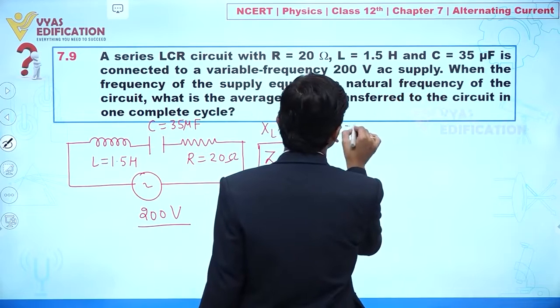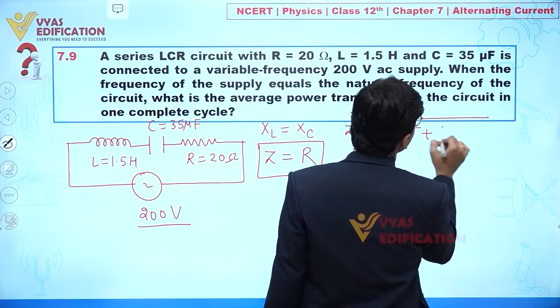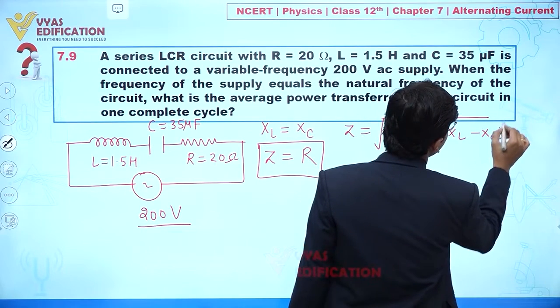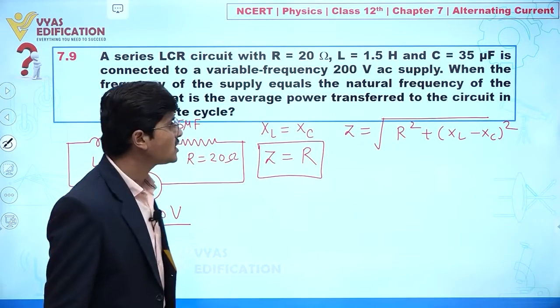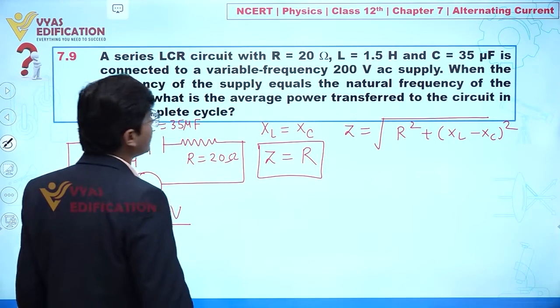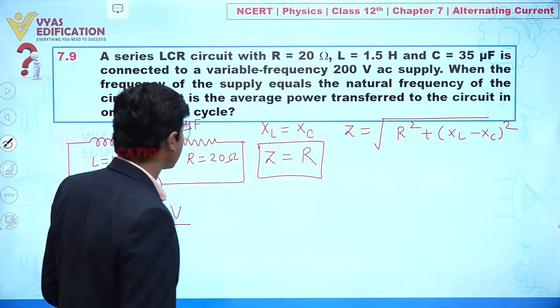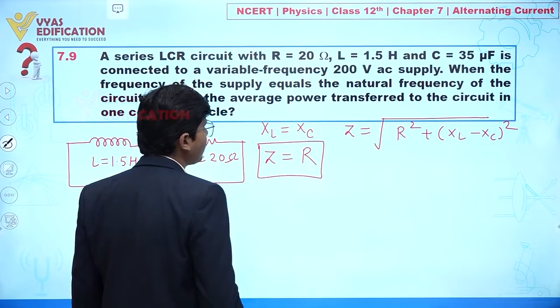We know the value of Z is given by the square root of R square plus (XL minus XC) whole square. In resonance condition XL and XC are the same, so I can say Z equals R. What is my objective? My objective here is to calculate the average power transferred in the circuit. So how can I write average power?